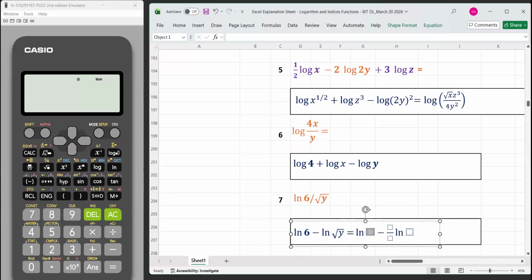I don't know whether you are seeing what I mean. So this can be natural log of 6 minus 1 over 2, natural log of y. Because square root of y is raised to the power half, and the half comes to multiply the function.